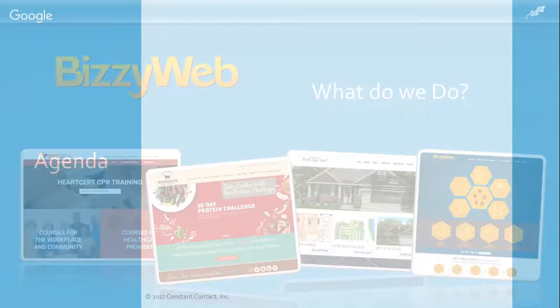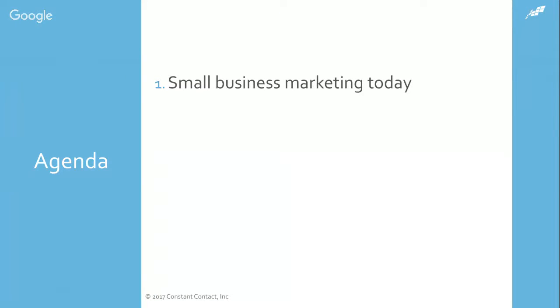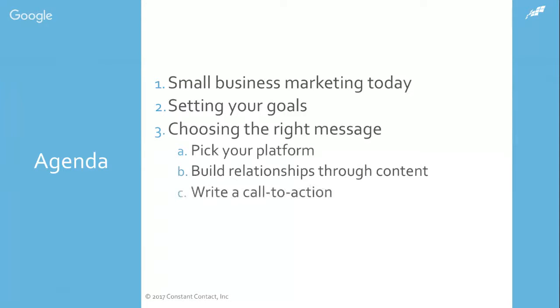Let's go through our agenda today. First, we're going to talk about what small business marketing is like, what's going on today, how things happen, and what you need to be concerned about in your marketing. We'll also talk through how to set your goals and choose the right message, which includes building your platform, relationship building through content, and how to write a great call to action. Call to action is a little bit of marketing jargon, but it just means telling people what to do once they're at your email, your website, your social media post, or your advertisement. It's all in the art of getting people to take the appropriate next step with you.